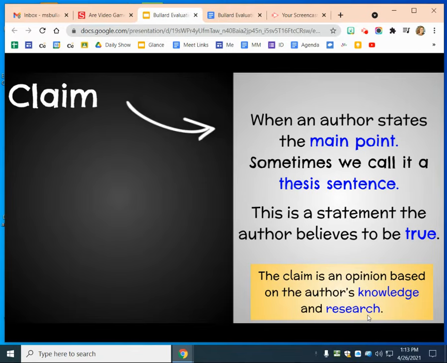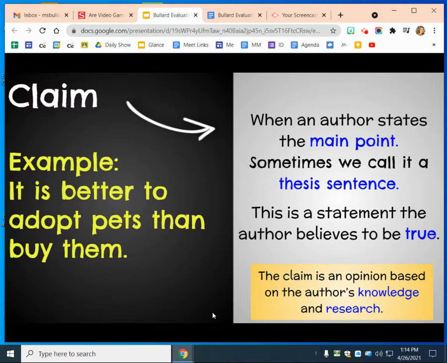Now, yesterday, you read an article about the advantages of pet adoption compared to buying pets from a pet store or from a breeder. And the author had a very clear claim, a very clear opinion on pet adoption. And I want you to write this in your notes as an example claim. The author wrote, "It's better to adopt pets than buy them." And it's very clear because even in the title of the article, it says, adopt, don't shop. Okay, so that is the claim, and that's the main argument that the author has proven true throughout that article that you traced yesterday.